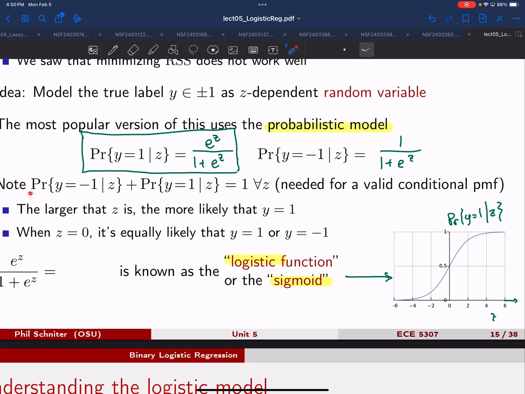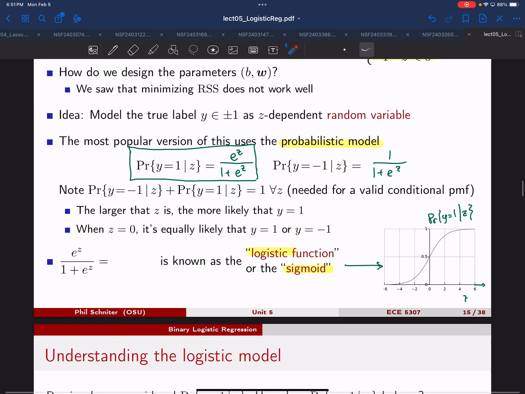And that is exactly what we need. So for any z, those numbers have to sum up to 1. And yes, if you add these 2 things together, you can clearly see that that's 1 no matter what z is. And so you could, if you wanted, imagine plotting that here; it would be just the mirror image of this. That would be the probability of y is minus 1 given z. Okay, so that's the whole idea behind this probabilistic model.